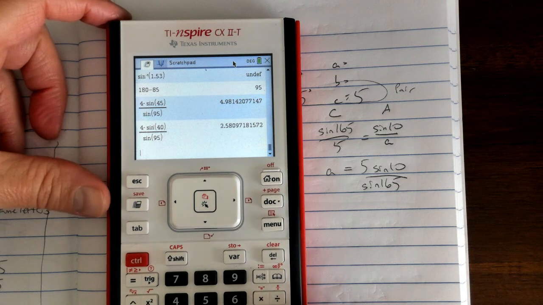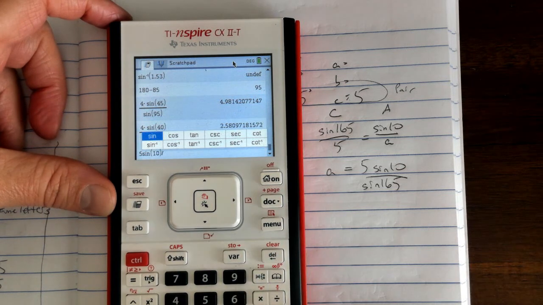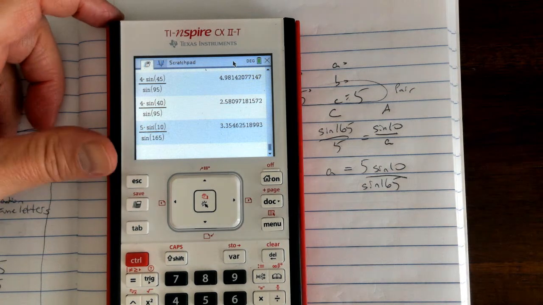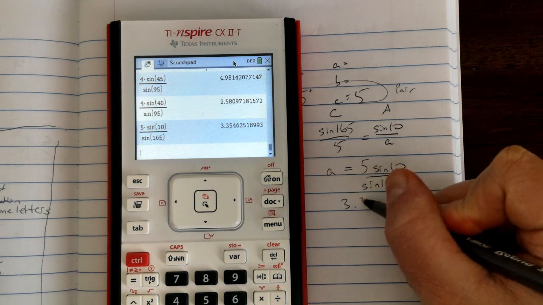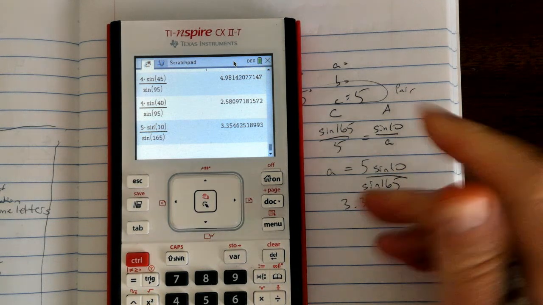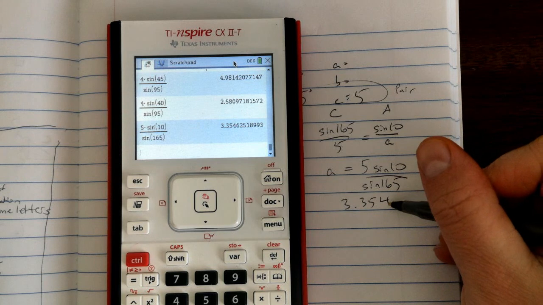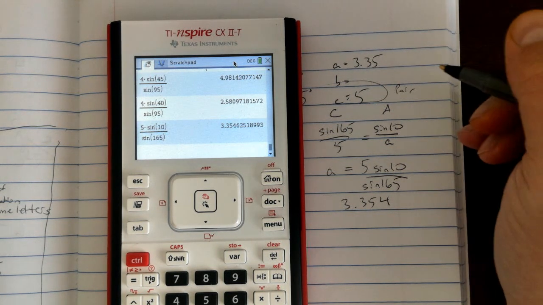And so we do 5 sine 10 over sine 165. And this gives us 3.354. Ignore the 6. So based on the 4, we round down and we get 3.35.